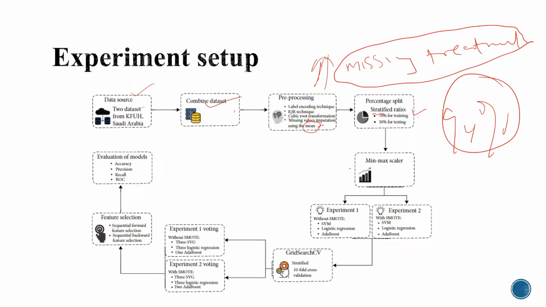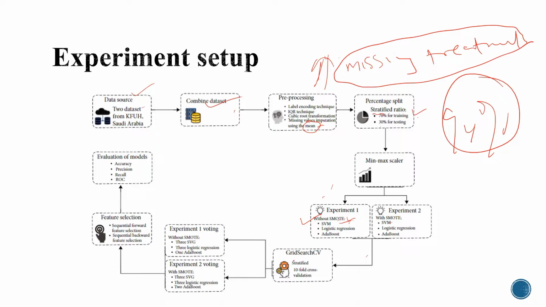Then we move on to the experiments. This is experiment one, without SMOTE. SMOTE is used to do balancing. If the data is imbalanced, we use SMOTE to balance the data. It's one of the means of correcting the data imbalance problem. So experiment two is with SMOTE. This one is the original data set with imbalanced data, because one of the classes has more samples than the other. So here we have it without and with SMOTE.